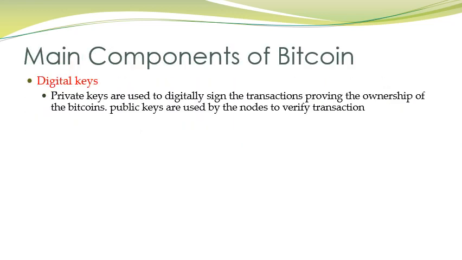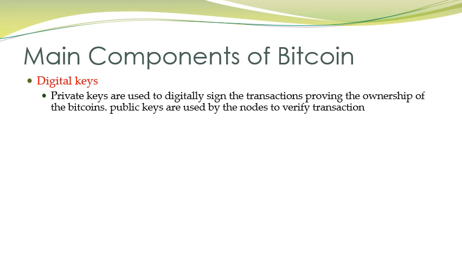So what are the main components of the Bitcoin network that we have studied in the previous sessions? Bitcoin consists of digital keys, a private key and a public key. Whenever a person who has the wallet software initiates a transaction, that person will sign the transaction with the private key, and it will make the public key available.